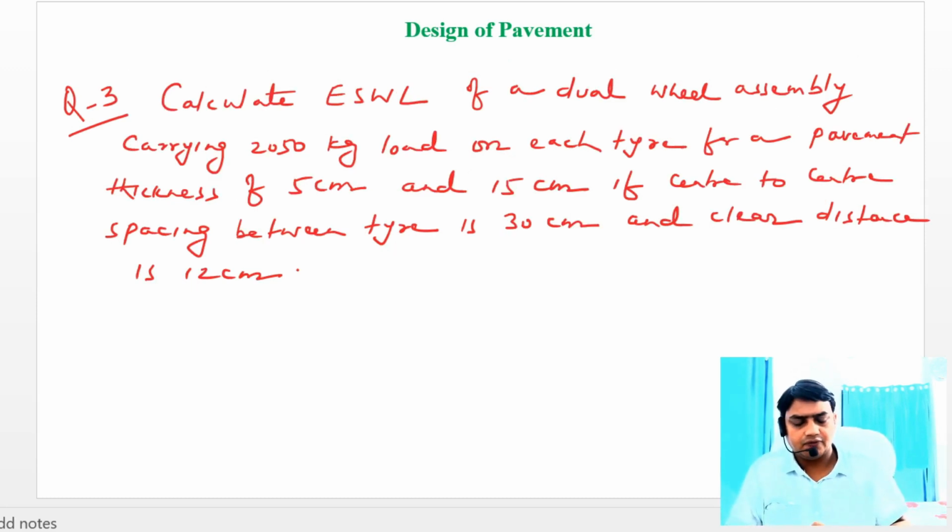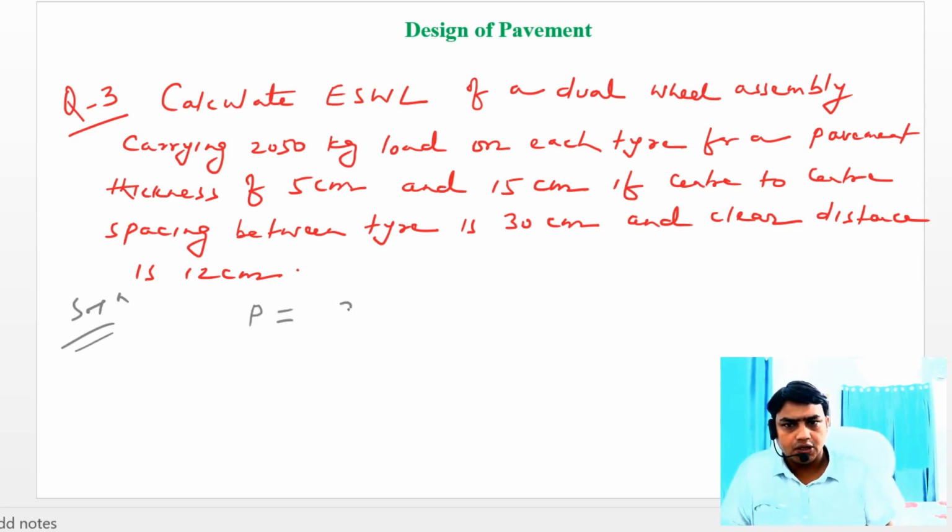Another question I have taken from the same topic, equivalent single wheel load: calculate the equivalent single wheel load for a dual wheel assembly carrying a load. The individual load is 2050 kg on each tire of a pavement of thickness. We have to find it at 5 cm and 15 cm. The center to center spacing is 30 cm and the clear distance D is equal to 12 cm.